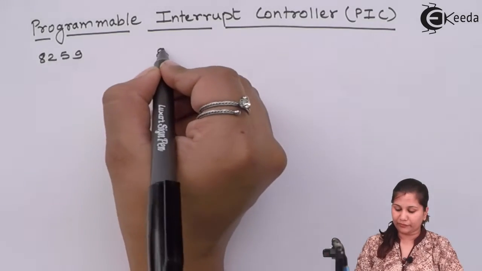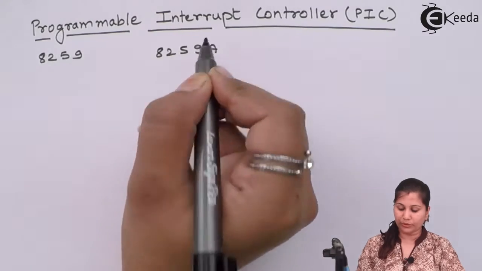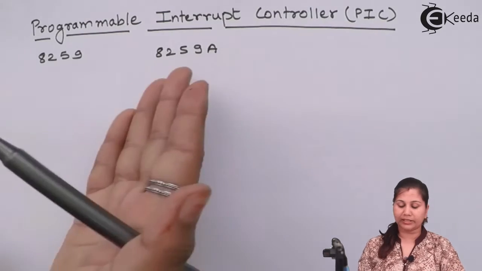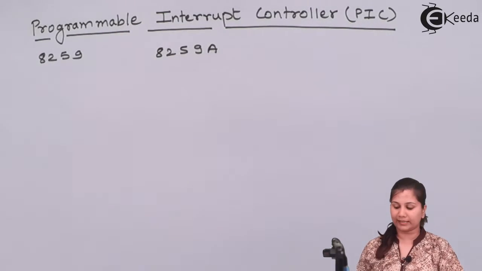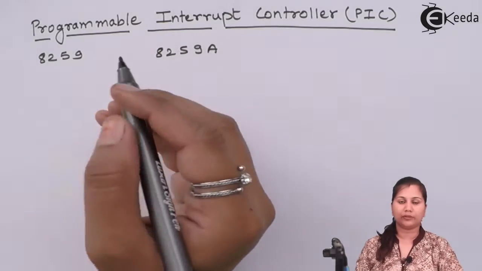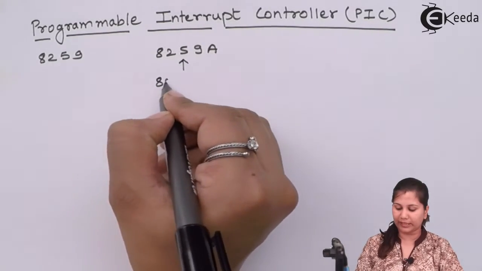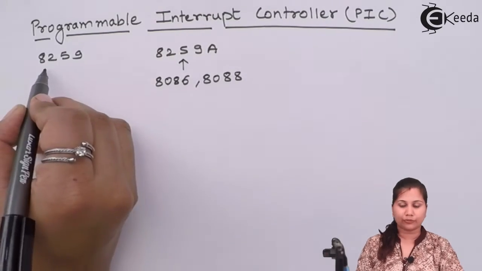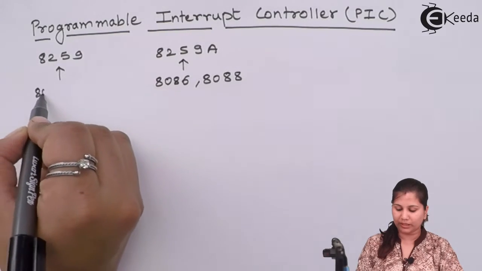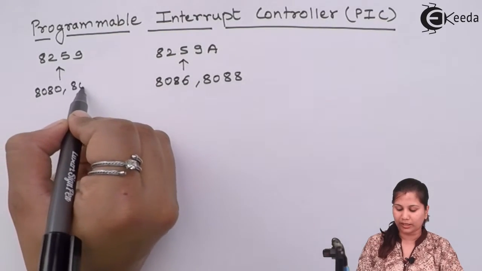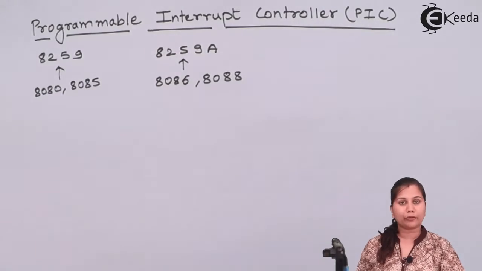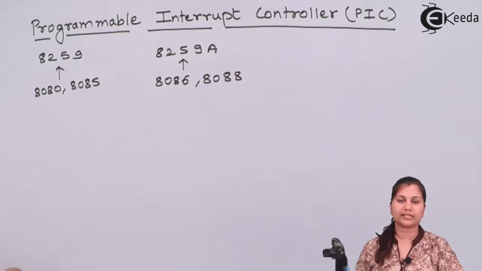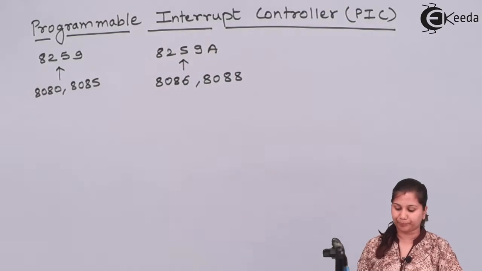We have 8259A also, which is the updated, or we can say the higher version of 8259. The difference between the two ICs is that the 8259A can be used with microprocessors like 8086 and 8088, whereas the 8259 IC is used only with 8080 and 8085. So as the microprocessor version is increasing, the updated version of this 8259 can be used.